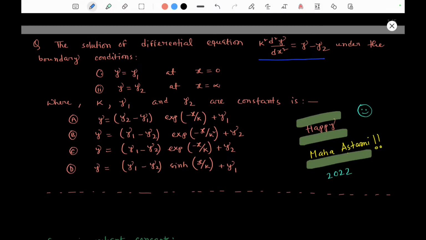So today we are going to solve a differential equation question. So let's read the question.